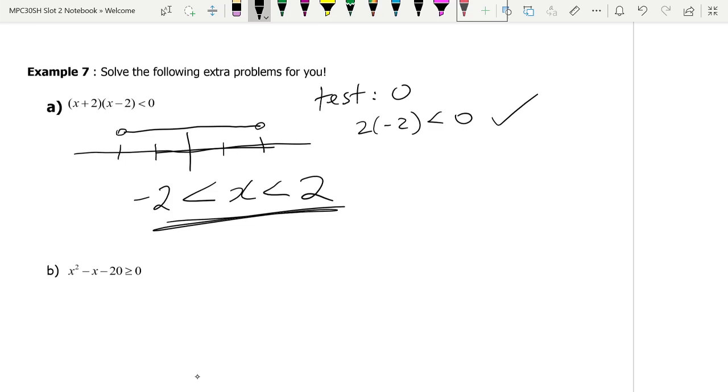If you don't want that, though, you could put this in interval notation. What would this look like in interval notation? Well, it's just going to go -2, 2. What kind of brackets would you use, though? They have to be curved. How come they have to be curved? Because these are open dots, right? X can't be -2 or 2. So put them in curve.